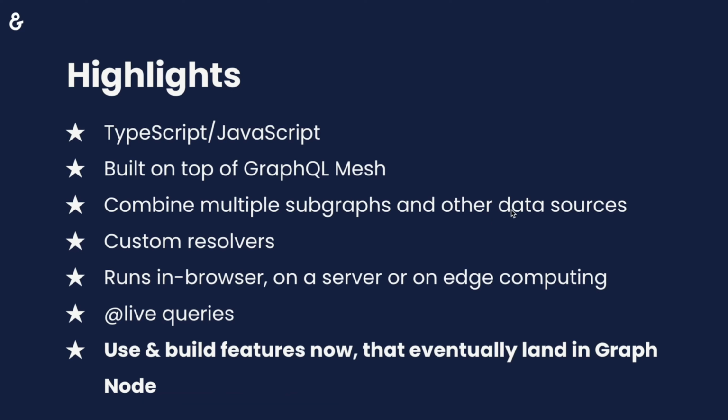So as I said, we can combine multiple subgraphs and other data sources into one unified schema. We can write custom resolvers if we want. We look at that later. It can run in the browser, on a server, or even on edge computing. So very flexible in terms of system architecture. We can have live queries. And the idea is to use and build the features now that eventually land in the graph node. So that's also a thing we want to observe with Graph Client: how do people combine subgraphs into their front end or into their application, and then maybe start to reproduce these patterns natively in graph node. That's my big wish that happens eventually. So definitely something that would be cool to see.